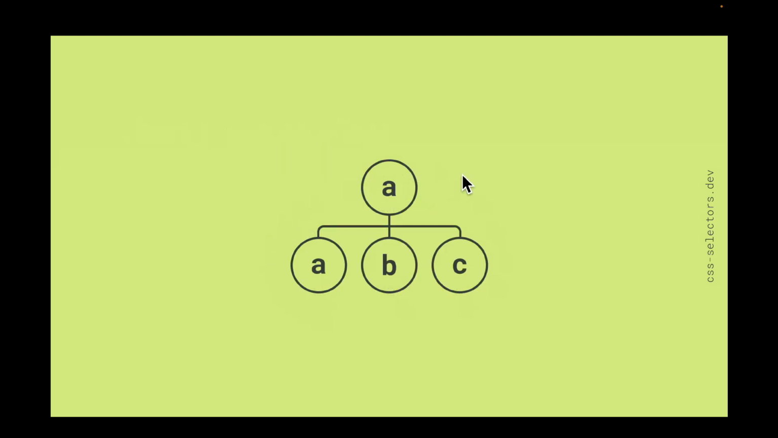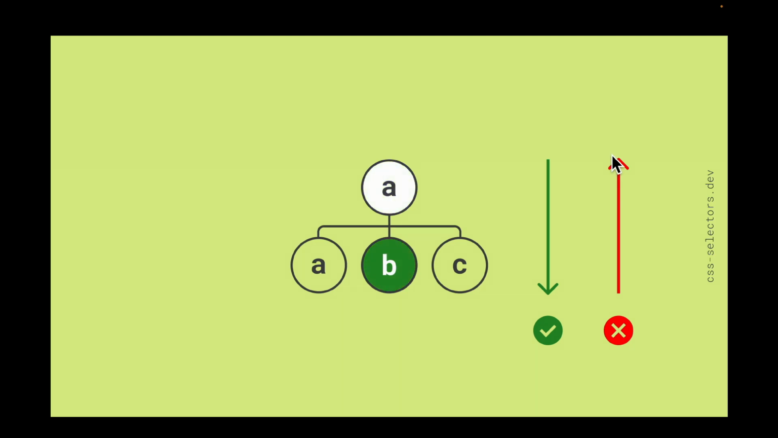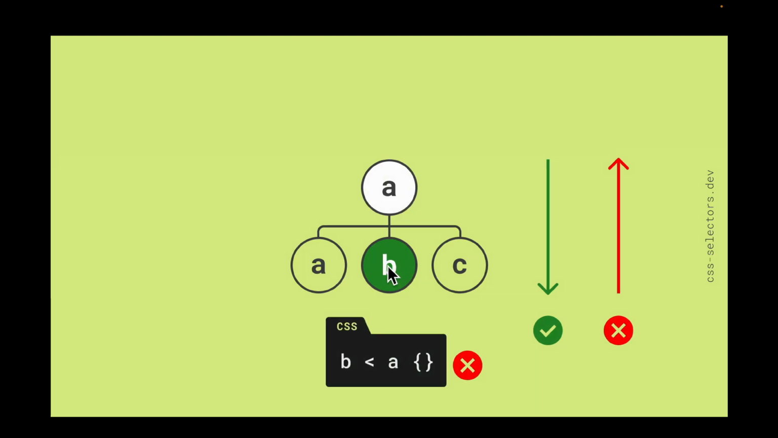Let's say we have this HTML tree structure. We have A as a parent and A, B, C as its child elements. In HTML, the flow only goes top to bottom. That means in a CSS selector, we cannot select the element following the reverse order of the HTML tree. Let's imagine that we want to select the A element when there is a B element existing as a child element. In that case, we cannot write the selector this way because there is no way we can select elements in the reverse order like this.